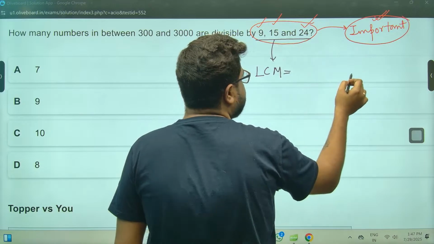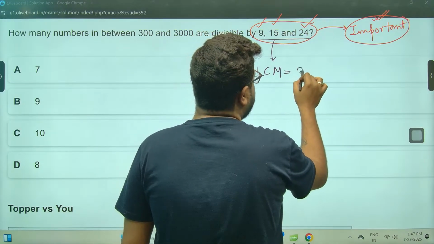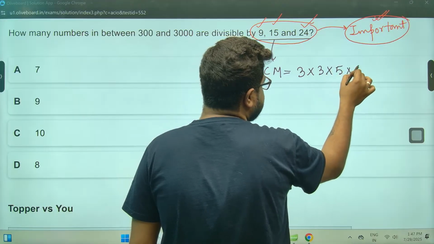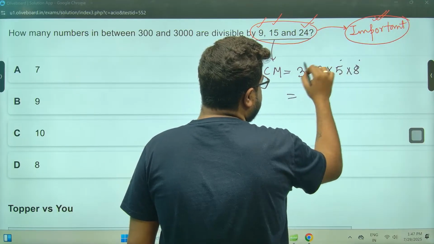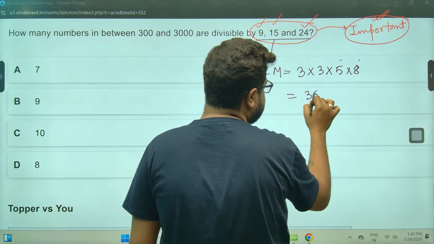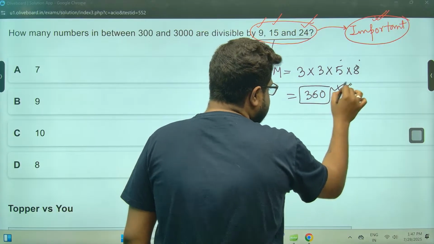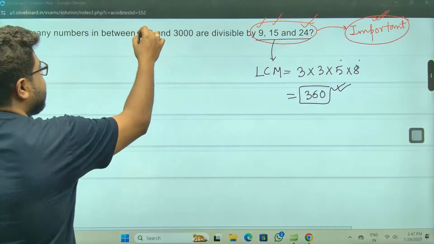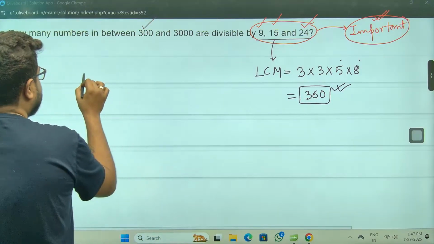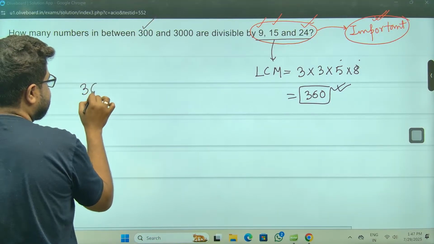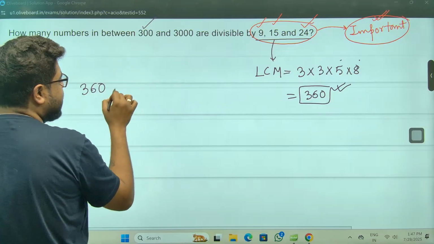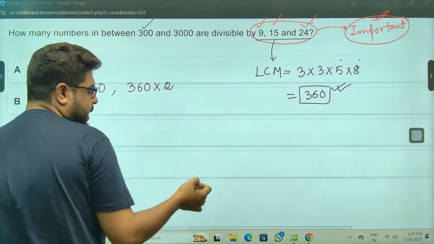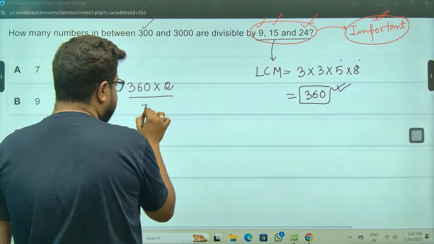So take 9, 15. You take 3, and you will get 3 from 5 and the 8. So 5 8s are 40, 40 into 9, 360 is the LCM, sir. So 360 is the smallest number divisible by all three together, which is already greater than 300. So the numbers will be 360. Then what will be the next number? 360 times 2, or rather I should write 720. That is 720, this one.